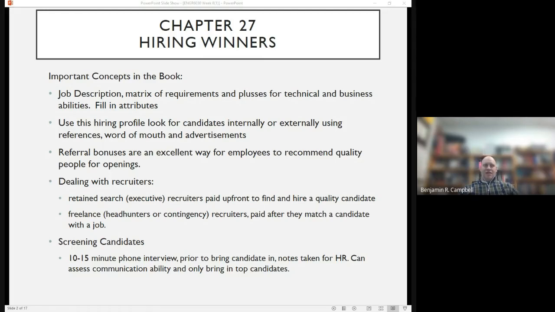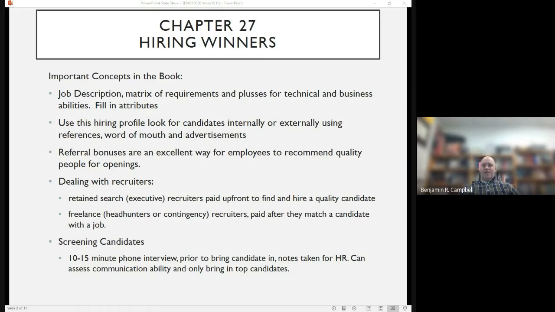And then in those areas, fill in the types of attributes that you want in the person, whether it's years of experience or technical skill level, or interests, or willingness to expand in other areas, or ability to travel, willingness to travel. There's different things you can add based upon your needs.